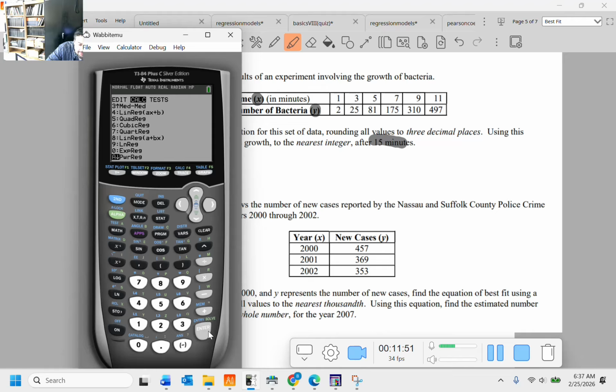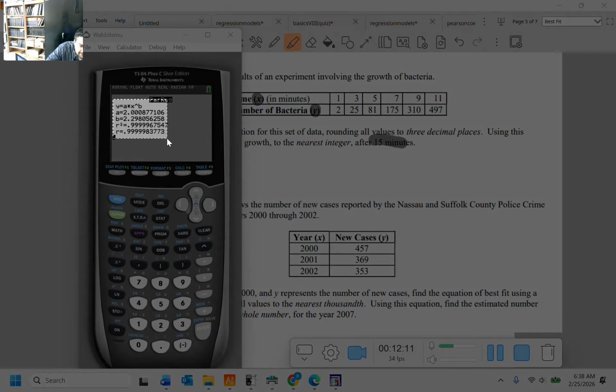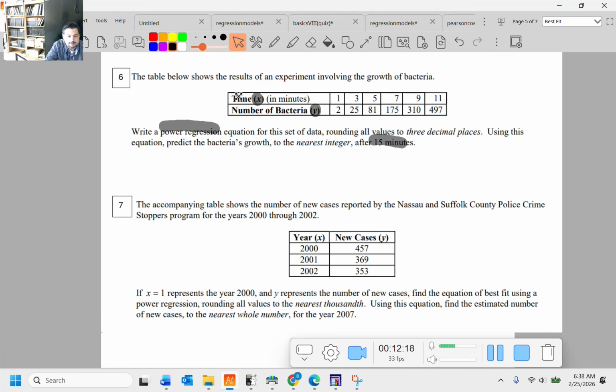There's exponential, there's power. Now I am going to go ahead and store the regression equation, vars, y vars, function y1, because I'm going to use that. So look at that R squared value, like ridiculously close to 1. This is probably the right equation. The reason I'm going to do that is because I want to talk about the effect rounding can have, because it's a big deal.